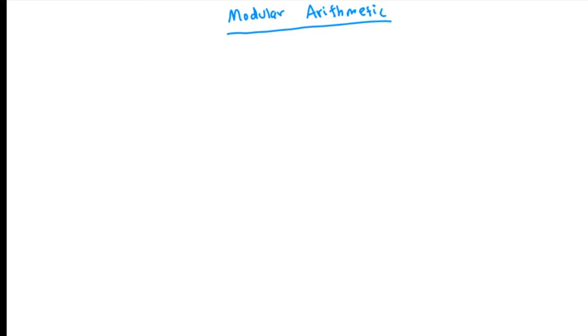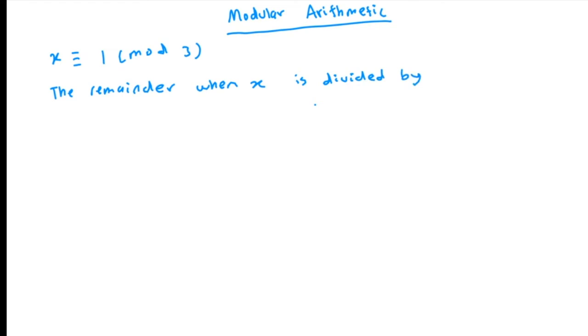These variables are actually different types of problems that you can see in contests. So let's say I have some number x, and I write it is congruent to 1 mod 3. This means that the remainder when x is divided by 3 is 1. For example, if x is equal to 1, then the remainder when 1 is divided by 3 is 1. If x is equal to 2, the remainder when 2 is divided by 3 is 2. So therefore, this value of 2 does not work as a solution.